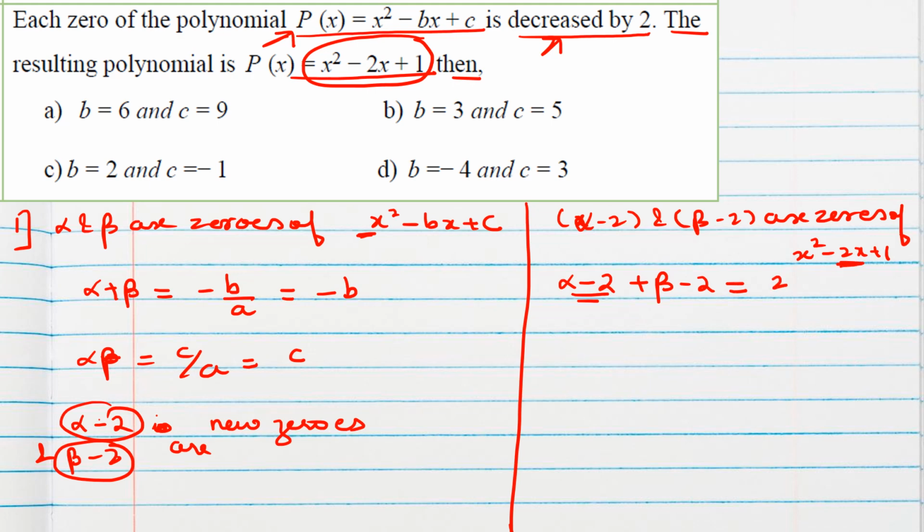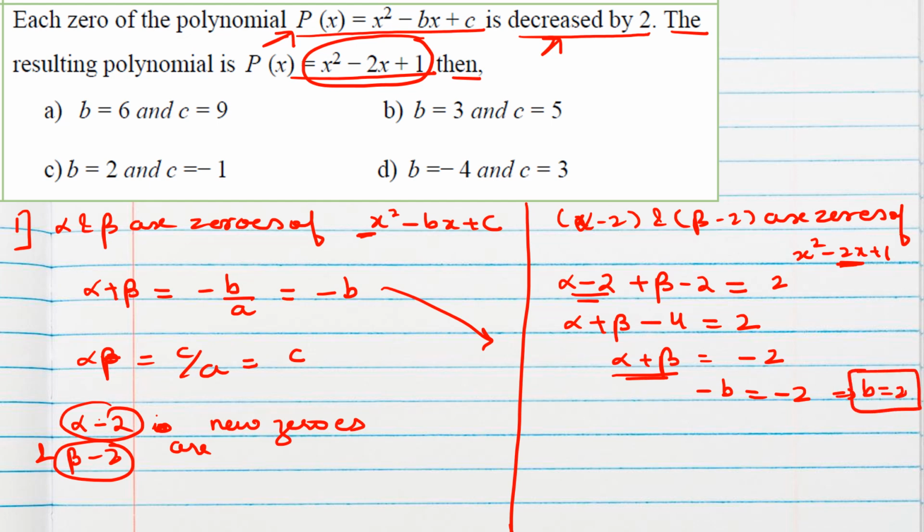So I am writing 2 only. So alpha plus beta minus 4 equal to 2, alpha plus beta equal to minus 2. But alpha plus beta, from here we have minus b. So that implies b is equal to 2. So b is 2 here.